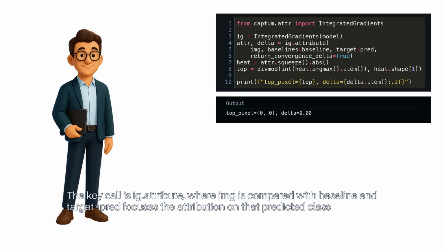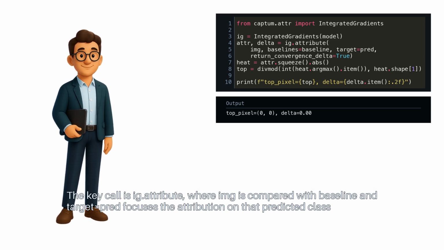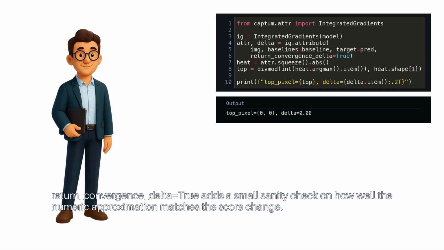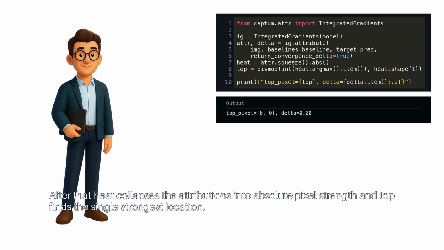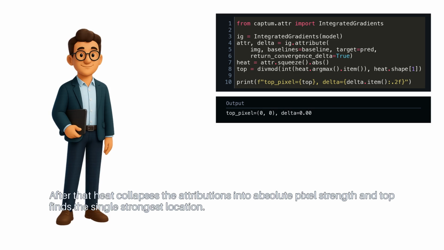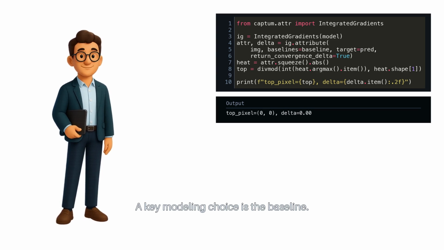The key call is ig.attribute, where img is compared with baseline and target equals pred focuses the attribution on that predicted class. return_convergence_delta equals True adds a small sanity check on how well the numeric approximation matches the score change. After that, heat collapses the attributions into absolute pixel strength, and top finds the single strongest location. The printed output names the strongest pixel and the approximation delta, so the shortcut that lived in the weights becomes a visible explanation.